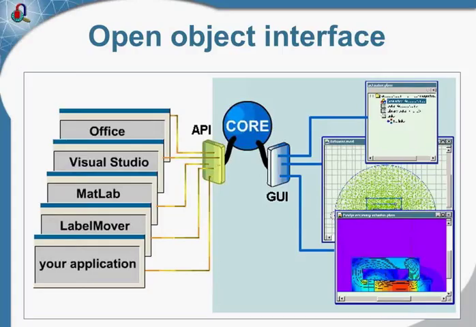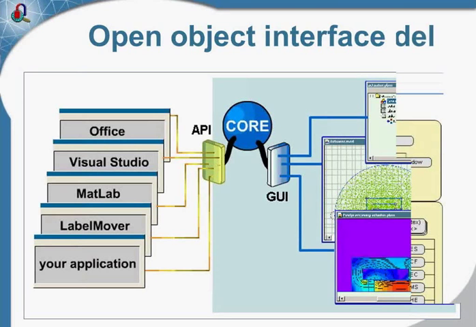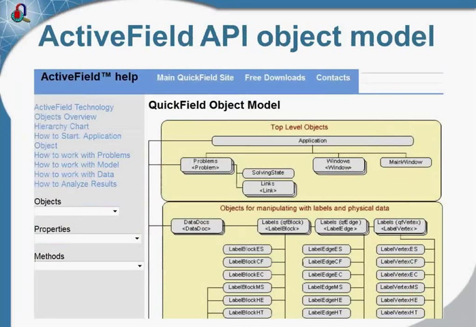In some cases, QuickField components communicate with QuickField Core via this interface. This is how our parametric analysis utility LabelMover works. The open object interface to QuickField Core is called ActiveField, and it includes objects and methods which are explained in detail on our website. We provide plenty of programming examples and free utilities you may use with any version of QuickField.